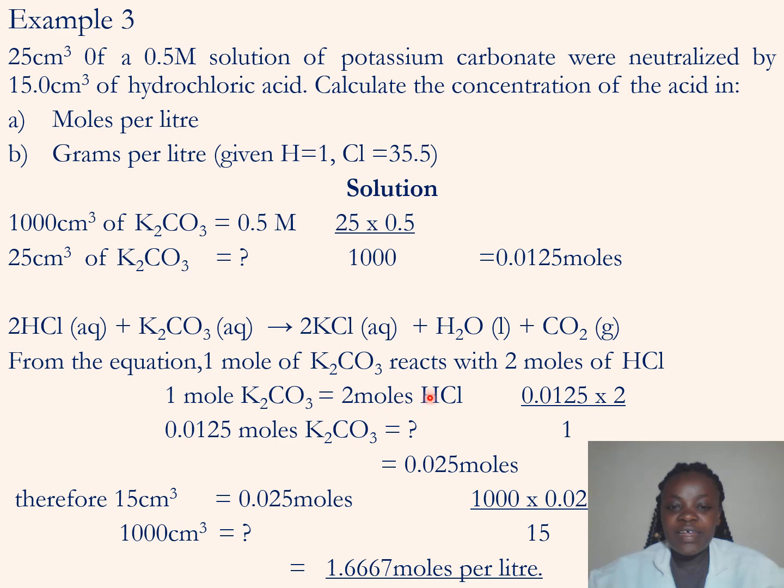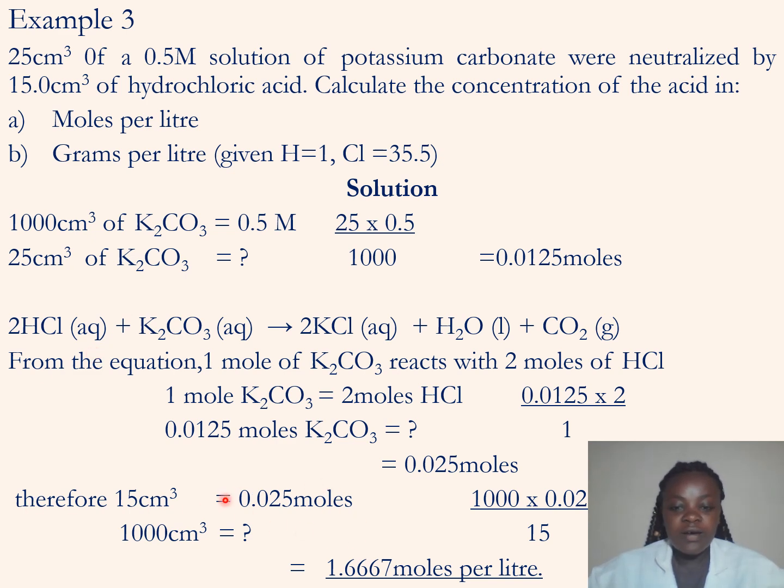So that is simply how we calculate the concentration in moles per liter. We just find the number of moles of the standard solution. Then from the reaction, we write the equation and see the number of moles of the reactants that will give us the products. So according to the ratio of the moles, we can find the number of moles of the other solution.